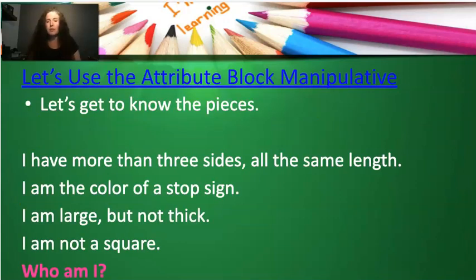I have more than 3 sides, all the same length. I am the color of a stop sign. I am large but not thick. I am not a square. So again, we're trying to see which clues are the most helpful to divvy out which pieces we need to include and which pieces we need to exclude. So I'll give you a few seconds to figure that out.